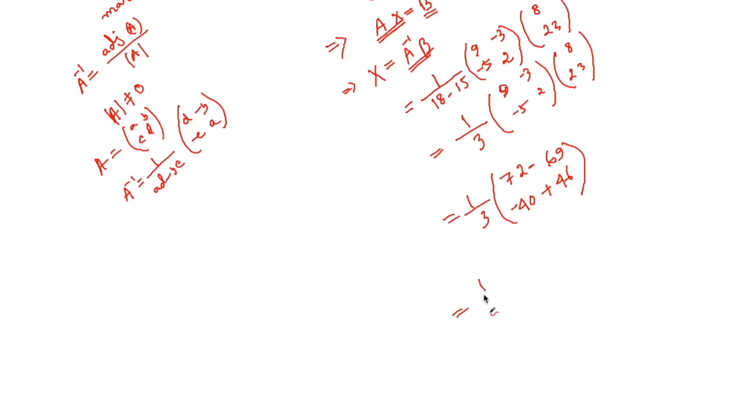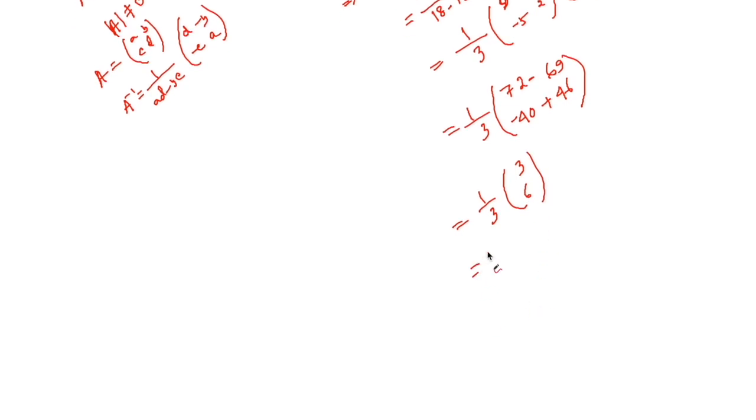And this equals 1 by 3, 7 minus this, which is 3, and which is equal to 6. So if we multiply 3 by 1 by 3, we will get 1. If we multiply 6 by 1 by 3, we will get 2.